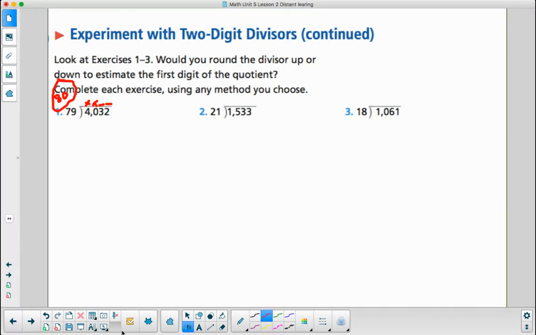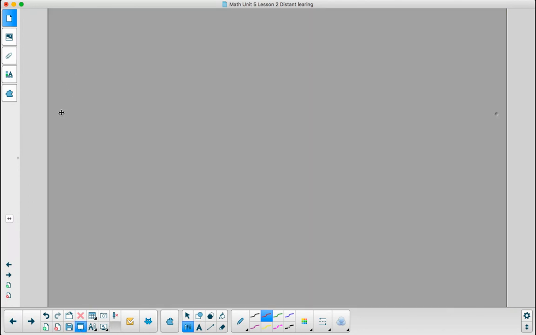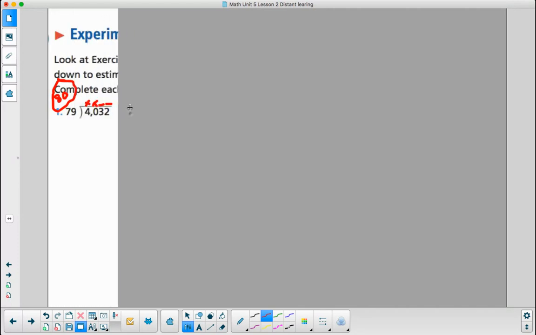Often what I'll also do is tell students, especially if you get lost in track, to take something and just cover up the rest of it. Pretend it's not there. All right, if I pretend that's not there, now I just have 403 divided by 79. Well, I don't know how many 79s are in 403, so I'm going to take my estimated 80 and say, hey, how many 8s in 4?